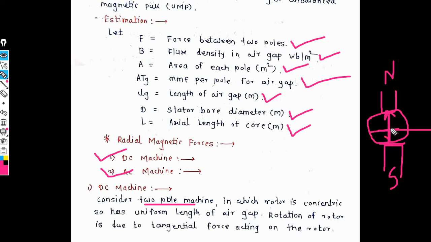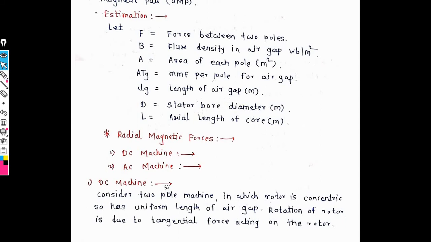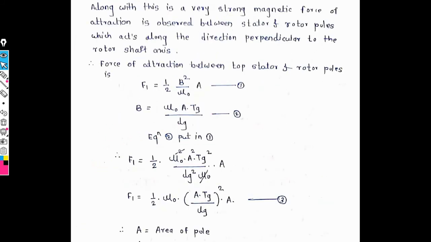This is a tangential force. That means both attract each other in a two pole machine, because we have considered only two poles. Now this is the concept of DC machine, which depends on the tangential force, because we have considered only two poles. The second part is the AC machine, but here we have to calculate the expression for the DC machine.